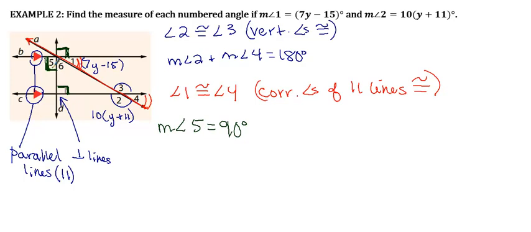Well, sure, it's helpful because that means angle 1 plus angle 6 is going to equal 90. So we could say, oh, well, the measure of angle 1 plus the measure of angle 6 has to equal 90 degrees. Well, we have a lot of stuff here, and we could keep going. We could come up with all kinds of relationships. But how are we going to find out what y is, so that we can actually solve for any of these?